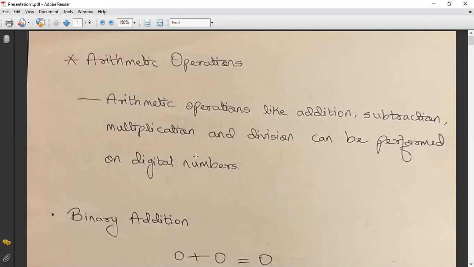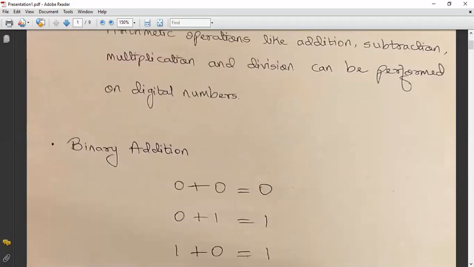We are going to see a new topic from digital circuits, that is arithmetic operations. In a previous slide we have seen types of codes. Now let us begin with the arithmetic operations. The arithmetic operations such as addition, subtraction, multiplication and division can be performed on digital numbers also. So let us begin with binary addition.